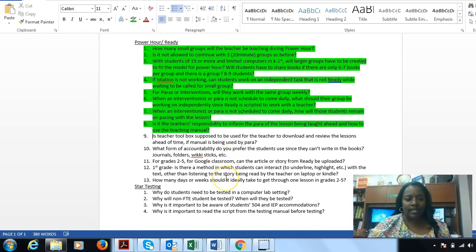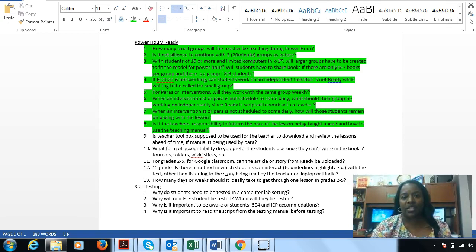Number 8, is it the teacher's responsibility to inform the para of the lesson being taught ahead and how to use a teaching manual? Listen, it is someone's responsibility to ensure that they know how to do it, and ultimately between the teacher, the coaches, some of the interventionists have come, they've got their manuals and they're making sure that they understand. I don't mind you all sharing the login code, but I don't know if all the paras, some have access to computers, some do not.